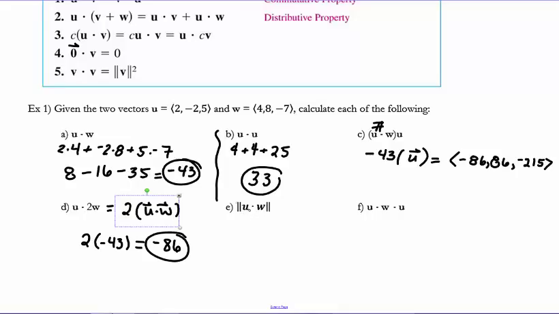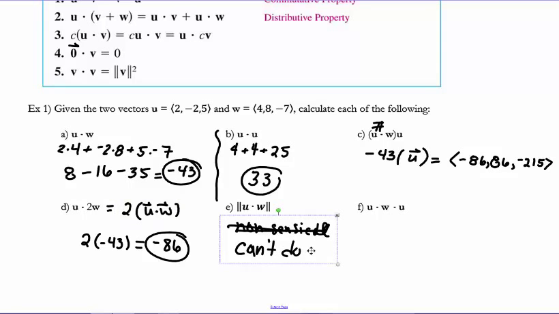The magnitude of u dot w, wait a minute. You can't take the magnitude of a scalar. That doesn't make any sense. This is nonsensical. Let's just write, can't do it. We can't do that. You can't find the magnitude of the scalar. There may be some people who argue with me and say the magnitude of negative 43 is positive 43, and I go with that argument, but these double bars really mean find the magnitude of the vector inside, and if there is no vector inside, you can't do anything.